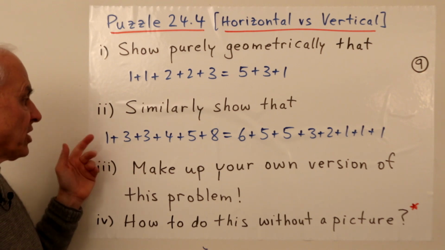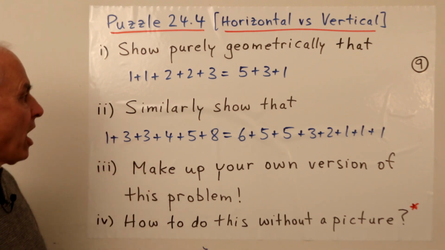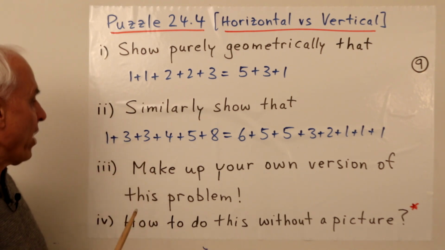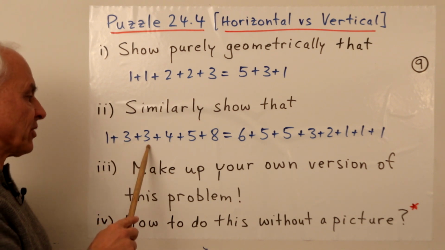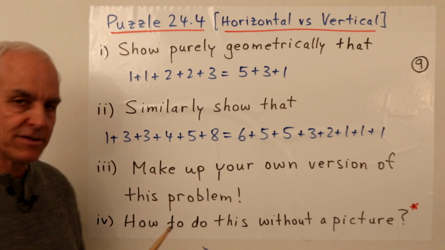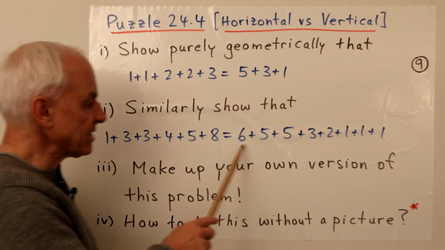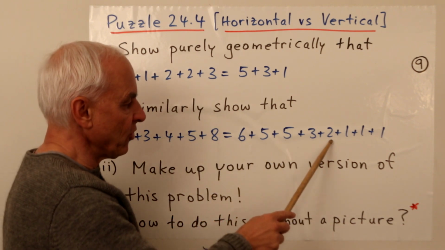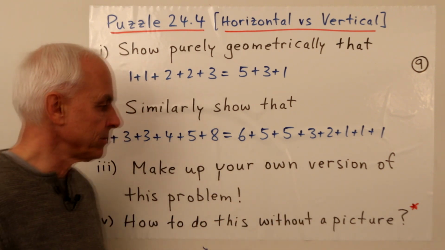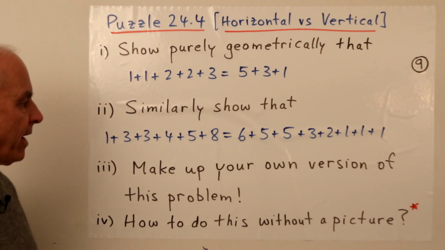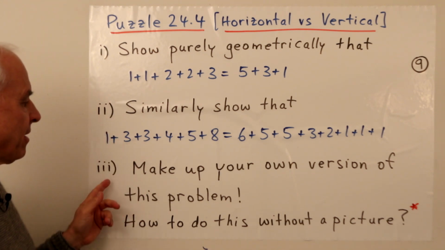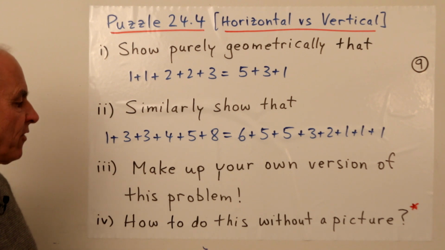And then the second question is sort of a similar thing, but a little bit more complicated. Show that in the same way, 1 plus 3 plus 3 plus 4 plus 5 plus 8 equals 6 plus 5 plus 5 plus 3 plus 2 plus 1 plus 1 plus 1. And once they figured out these things, make up your own version of this problem.